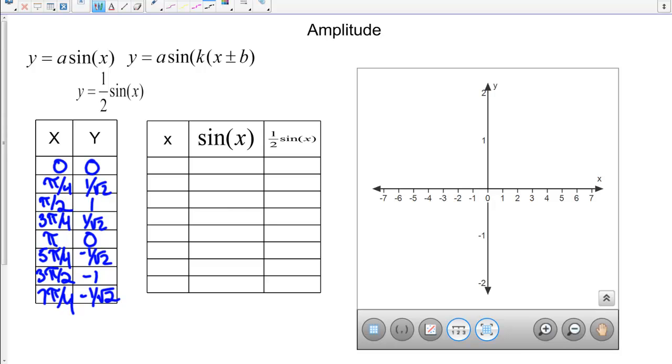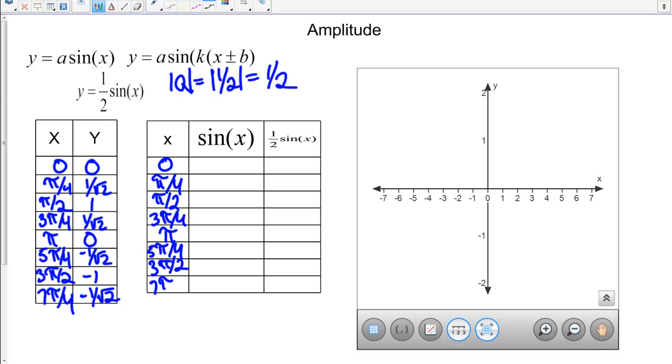So let's have you try this one. 1/2 sine of x. So here our amplitude is the absolute value of 1/2, which is 1/2. So we copy down our x's: 0, pi over 4, pi over 2, 3 pi over 4, pi, 5 pi over 4, 3 pi over 2, and 7 pi over 4. We copy down our sine of x's, which is our y: 0, 1 over square root of 2, 1, 1 over square root of 2, 0, negative 1 over square root of 2, 1, and negative 1 over square root of 2.